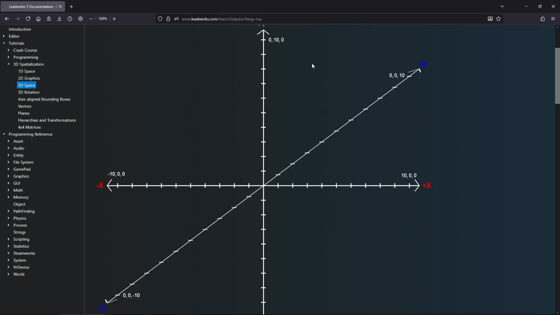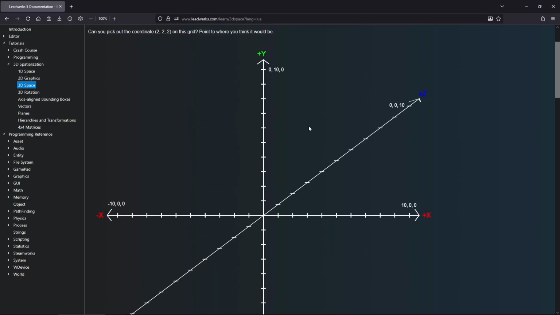Okay, so we saw previously that on a 2D grid, each coordinate had two components to it. Now on a 3D grid, we add another component for the z-axis. So for example, here on the x-axis we have 10, 0, 0. That means it's 10 units to the right on the x-axis, and then 0 units up and 0 units back on the z-axis, or forward if it's going negative. So it's just 10, 0, 0, so it's just on the x-axis.